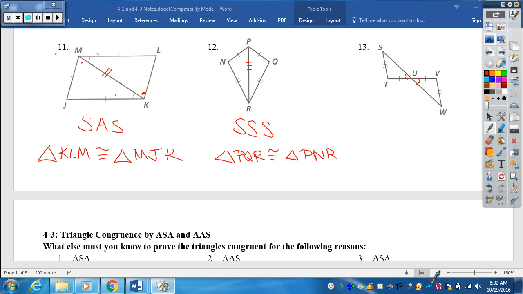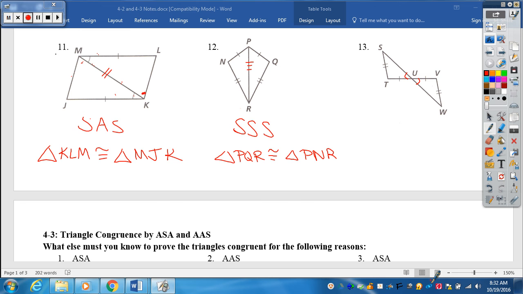Well, I can't prove anything else within those two triangles congruent right now. All we have right now is angle, side, side. And so if I were you, I would just go ahead and put down not enough information, and I'm going to say cannot prove triangles congruent by angle, side, side. Now, what if we were to change one thing?